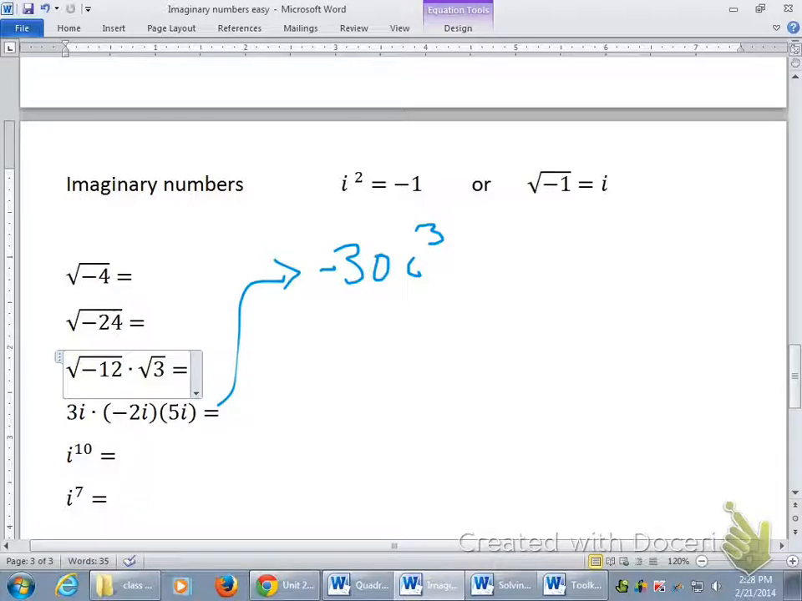Almost. Okay? When we simplify things down to imaginary land, I like to just stay in the i squared or i land. So here's what I'm going to do. i to the third becomes, there's my negative 30, i to the second times i. You okay with that? This is not doing what I want it to do.